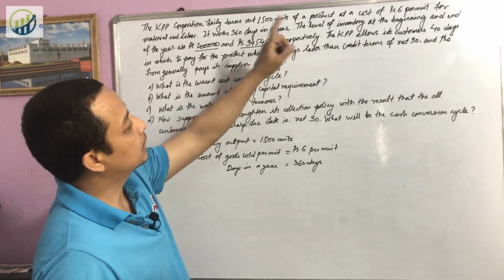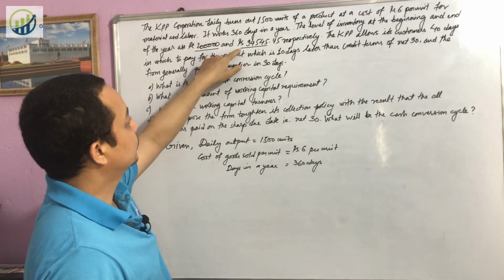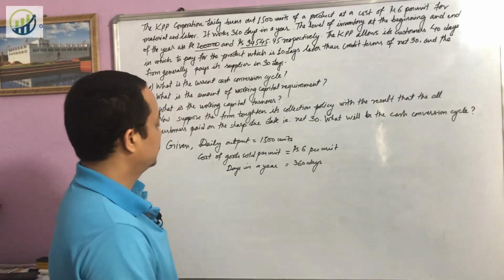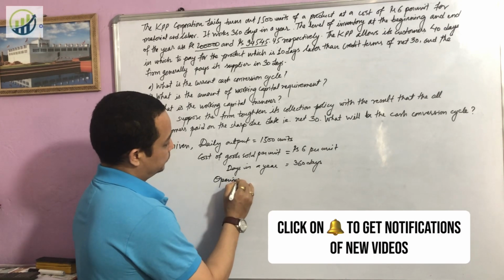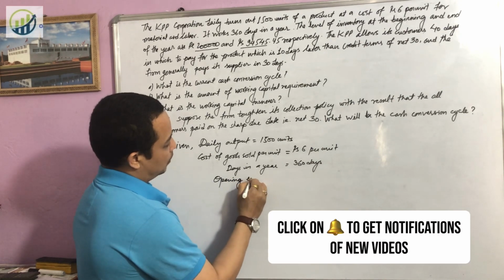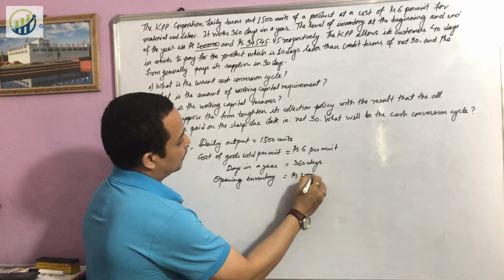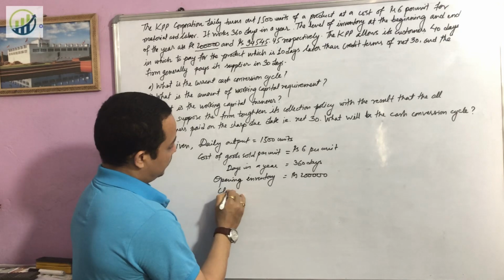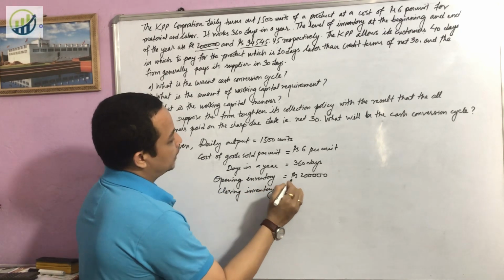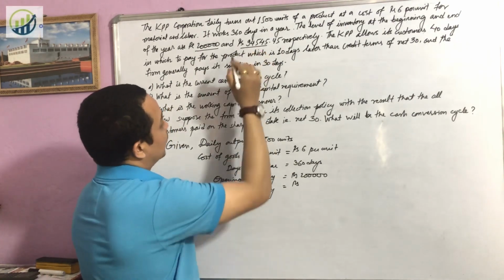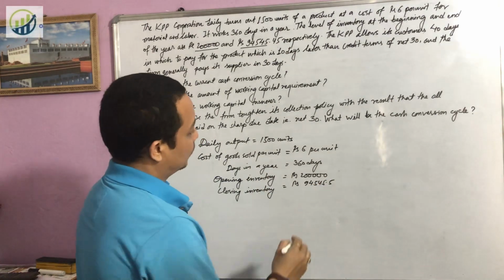The level of inventory at the beginning and end of the year is rupees 2 lakh and rupees 94,545.45. So here you can write here opening inventory, this is your rupees 2 lakh, and closing inventory, ending inventory, that is 94,545.45.